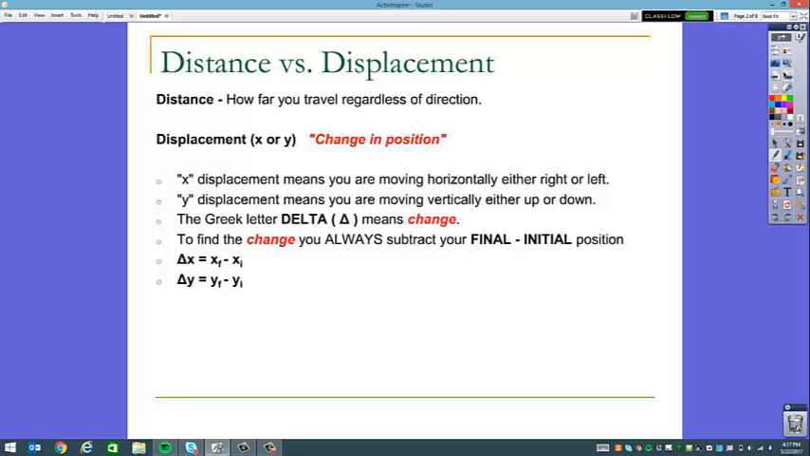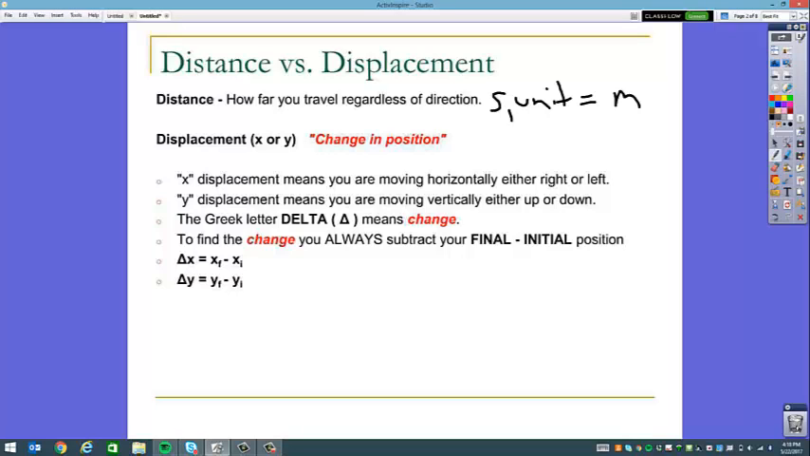Another example of distance would be the odometer in your car. As you drive, it doesn't matter whether you're going backwards or forwards. It's just going to keep adding miles up and up. Your distance is always going to be measured in meters. We represent distance by an S, and the unit is an M, for meters. So S is your distance, and the unit is meters, that SI unit.